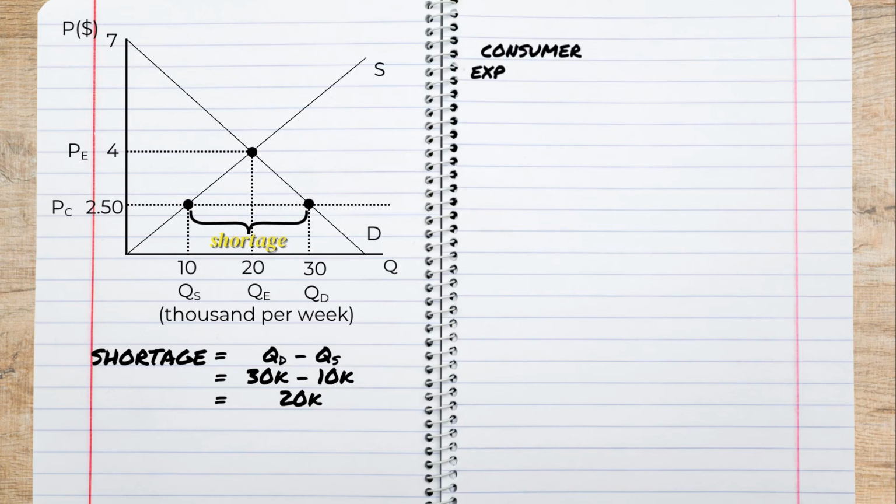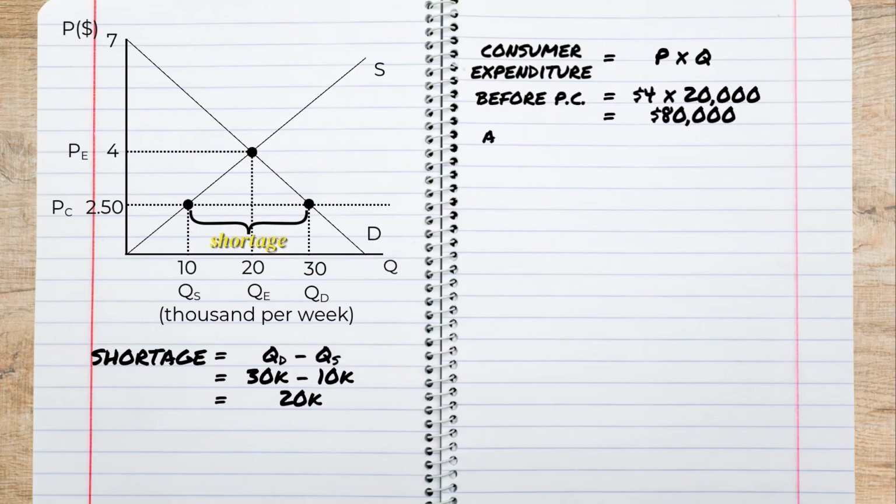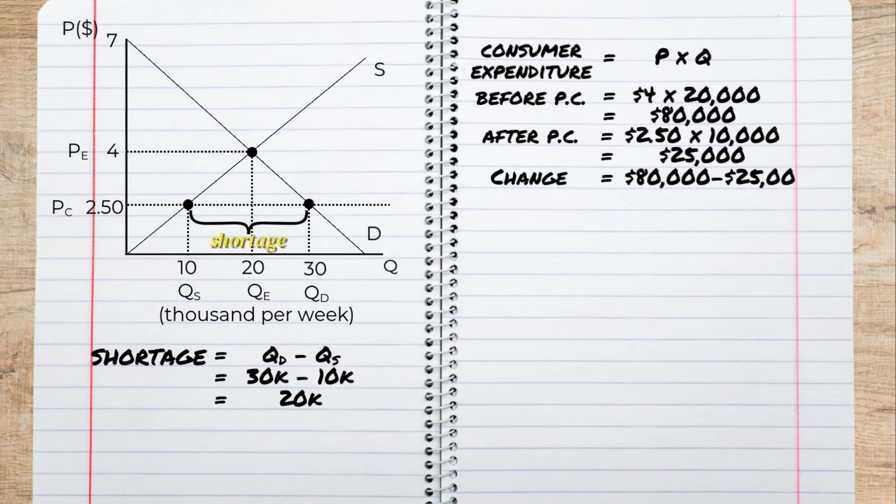Consumer expenditure is calculated by multiplying price and quantity. To find the change in consumer expenditure, first we find the value at equilibrium. That would be PE times QE, or $4 times 20,000 units, which equals $80,000. After the price ceiling is imposed, consumers then spend PC times QS, or $2.50 times 10,000, which equals $25,000. We can then subtract the two numbers, so 80,000 minus 25,000, and we find that the consumers now spend $55,000 less than before the price ceiling.